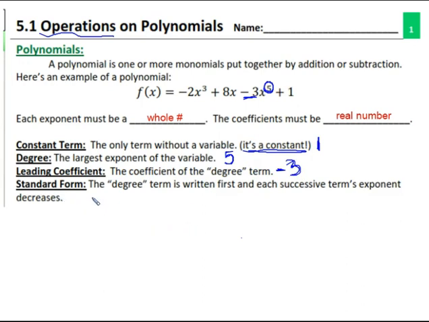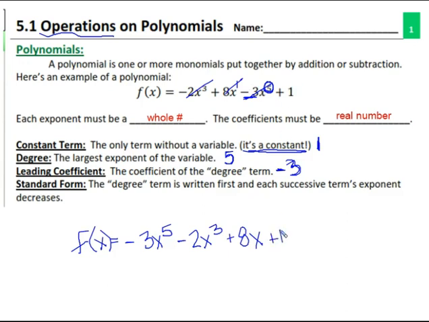What else we can do with a polynomial is put it into what's called standard form. This is where we write the degree term first. So in other words, we would write -3x to the 5th first. And then all of our other terms go in successive order in a decreasing fashion. So if we start with -3x to the 5th, the next largest degree we would have is 3. That's what we would have left. So we would write -2x to the 3rd, and then the next highest degree we would have is a 1. So we would have an 8x to the 1st, but you don't have to write the 1. Our constant term is always going to come last because it doesn't have a degree, it doesn't have a variable with it.